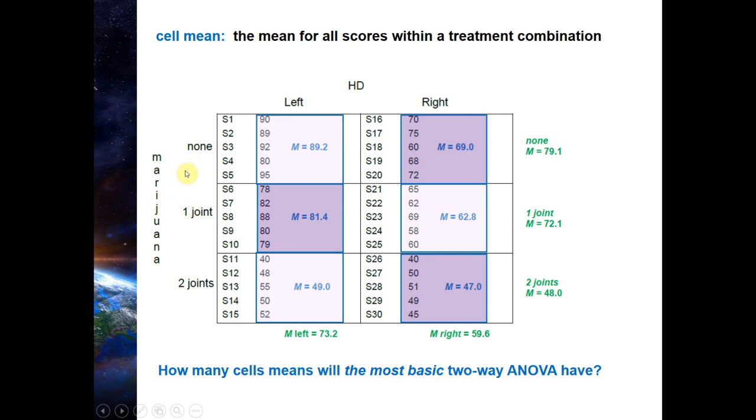So if we have a 2 by 2, that would give us 1, 2, 3, 4 cells. Okay, so remember this drops out if we have a 2 by 2. So even the simplest two-way ANOVA is going to have 4 cells. It's going to have 2 levels of the first factor and 2 levels of the second factor.